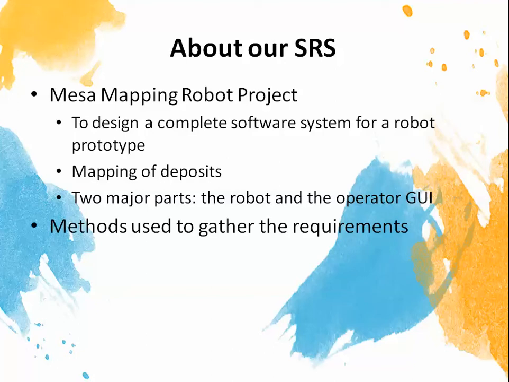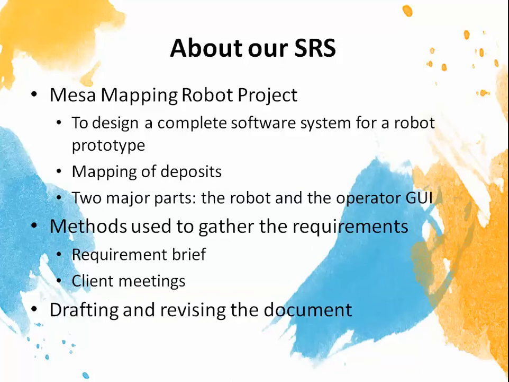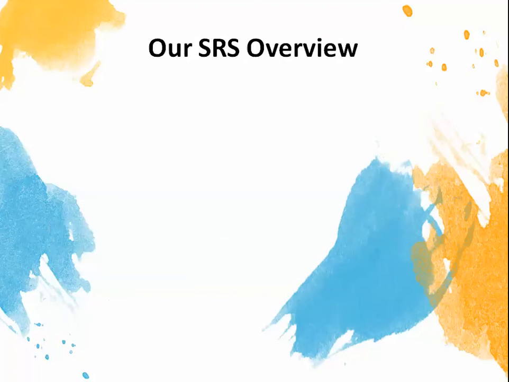To make sure that we had all the specific wants and needs from the client, we used two methods to gather the requirements. One is the requirement brief that the client provided us beforehand, before the project started, so that we got to go through it thoroughly and gather requirements for the project, and also some client meetings which we managed to hold to get more insights and clarifications on the project with the client. And in creating this SRS, the team had to draft it and then revise it a few times to get everything right for the document.